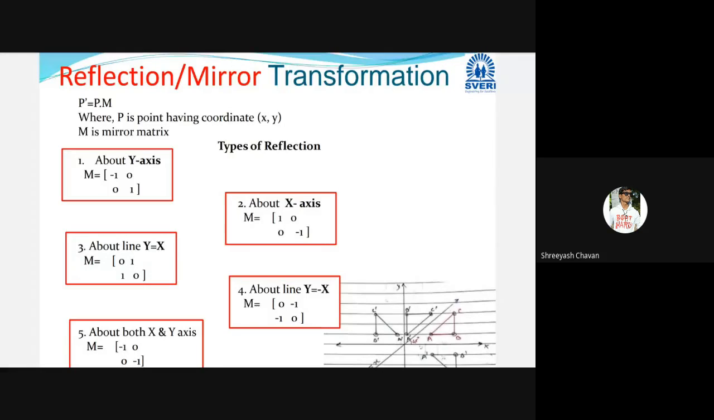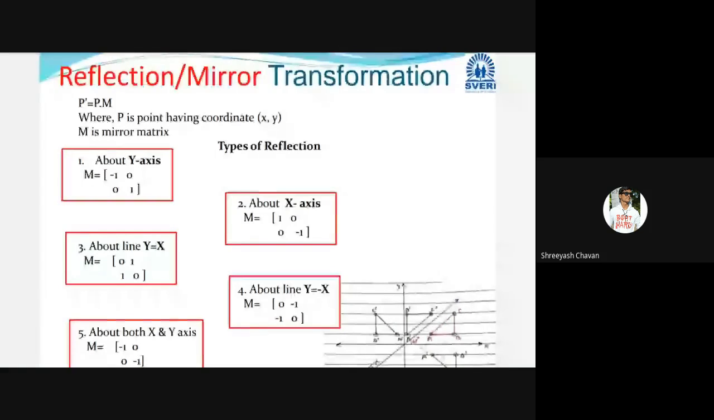In translation, we added the transformation matrix. In rotation, we multiplied by the transformation matrix cos theta, sin theta, minus sin theta, cos theta. In scaling, we multiplied by the scaling factor s x 0 0 s y. Like this, here also the mirror matrix is given. For scaling, there is no need to consider the x-axis or y-axis, because we only have to transform in the x direction or in the y direction.